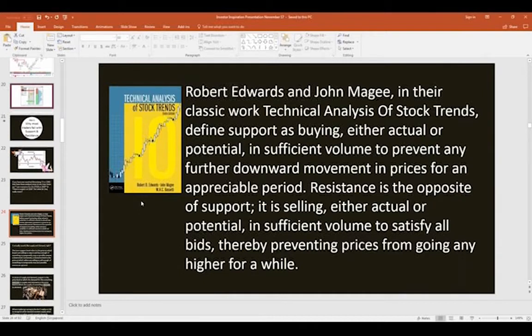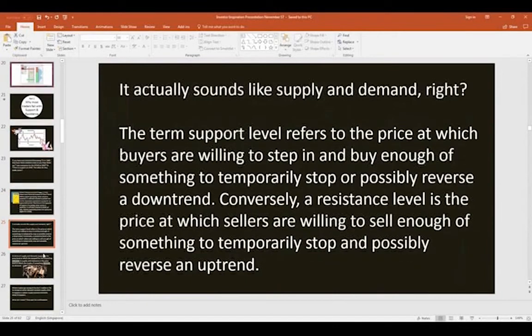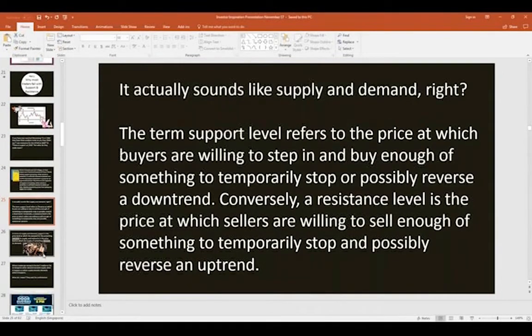And they define support as buying, either actual or potential, in sufficient volume to prevent any further downward movement in prices for an appreciable period. Resistance is the opposite of support. It's selling, right? Either actual or potential, in sufficient volume to satisfy all bids, thereby preventing prices from going any higher for a while. And when you think about it, it actually sounds a bit like supply and demand, right? But it's actually different, right? The term support refers to the price at which buyers are willing to step in and buy enough of something to temporarily stop or possibly reverse a downtrend.